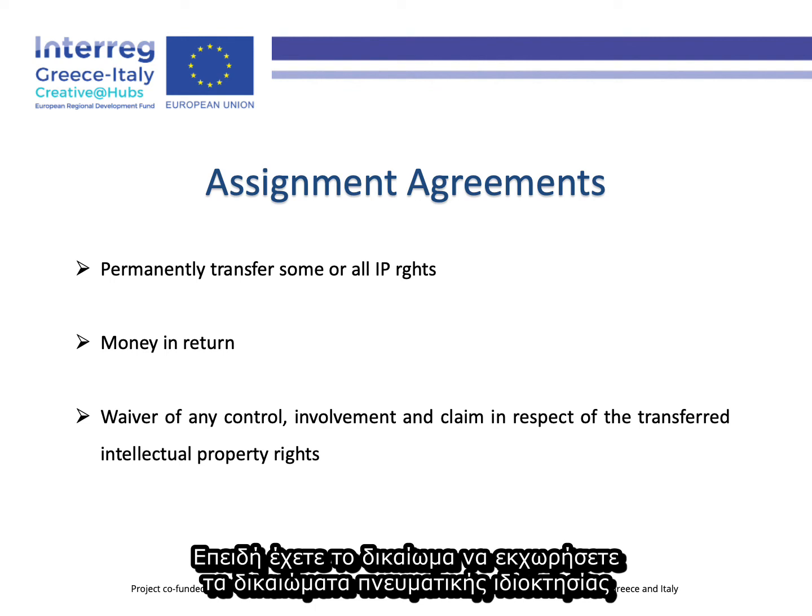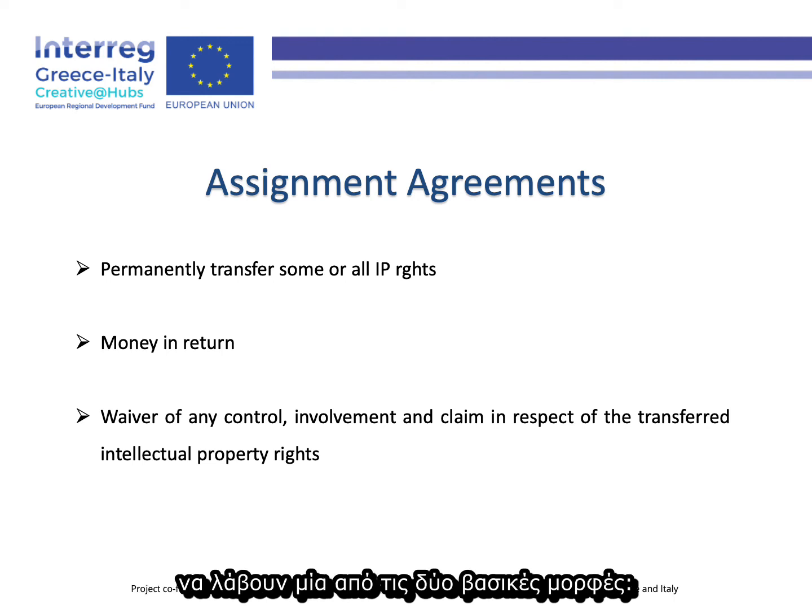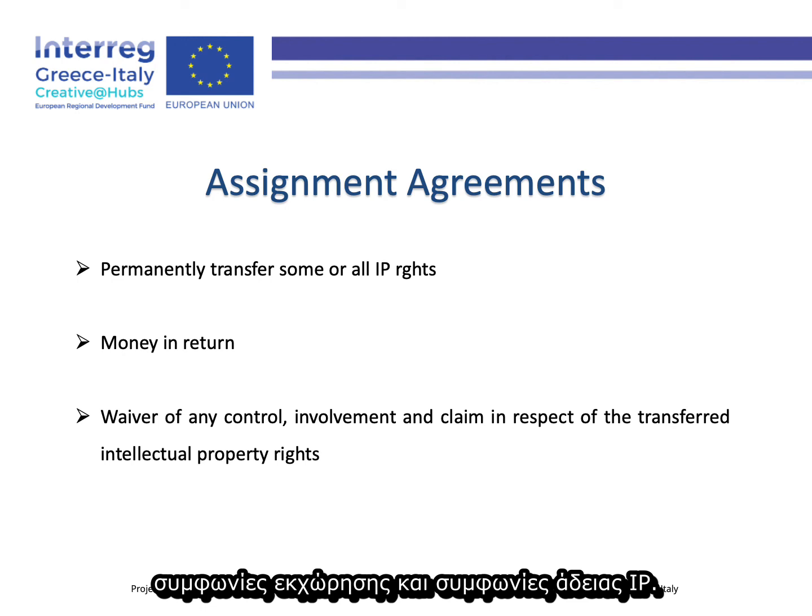Because you have the right to confer your intellectual property rights to other parties, intellectual property agreements can take one of two basic forms: assignment agreements and IP license agreements. Let's start with assignment agreements.